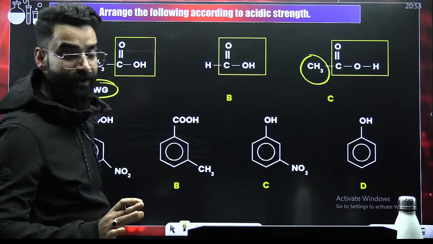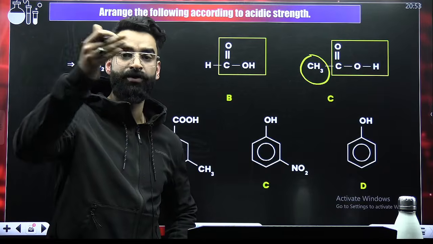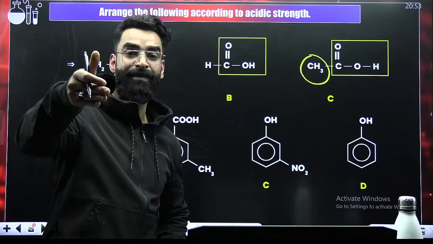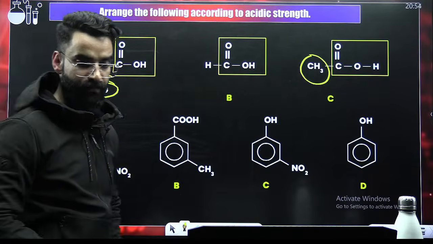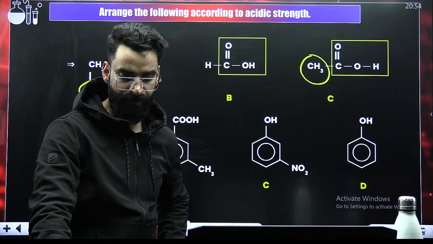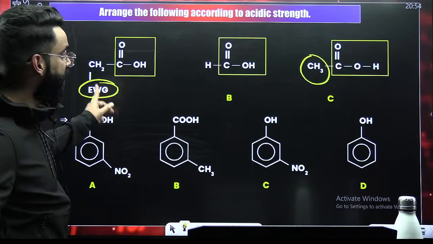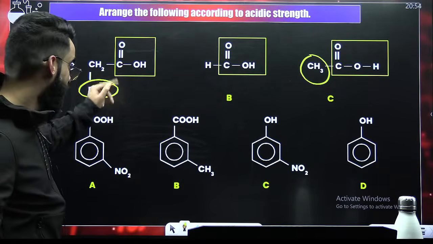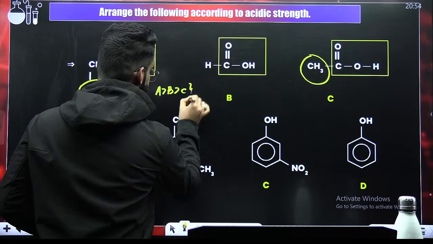And I told you already, acidic strength is directly proportional to the stability of the conjugate base, and the stability of the conjugate base is increased by electron withdrawing groups. Few minutes back only we discussed. So here the conjugate base will be maximum stabilized. So acidic strength of A will be maximum, followed by B, followed by C.